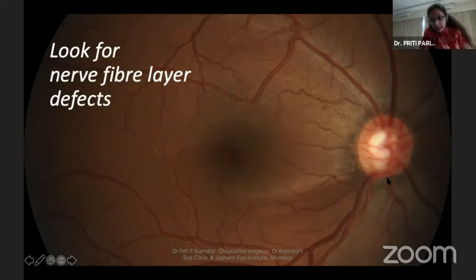Now here in this particular disc you have a notch in the disc and a corresponding nerve fiber layer defect, but if you do not take a disc photograph you will miss the very subtle nerve fiber layer defect which is superiorly, and hence I have been a strong advocate of a disc photograph whenever you have a suspicious disc.